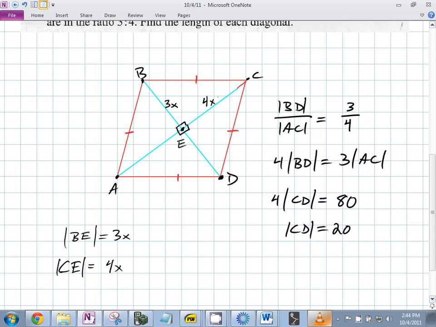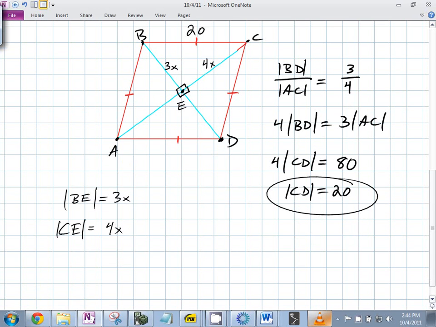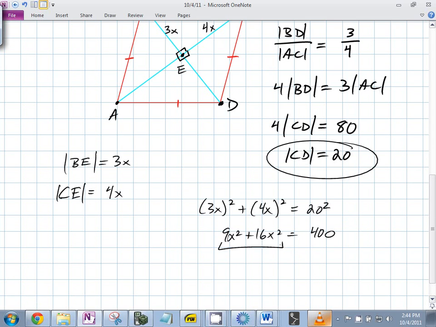What's the hypotenuse of each of these 4 triangles? We know that it's 20. That's another observation. These are right triangles, so what formula holds? Pythagorean theorem. So you know that 3x squared plus 4x squared is equal to 20 squared. So 9x squared plus 16x squared is equal to 400. Is that okay? Yep.